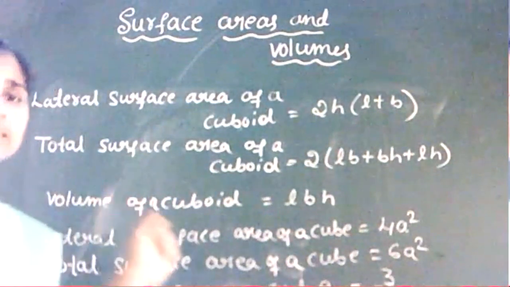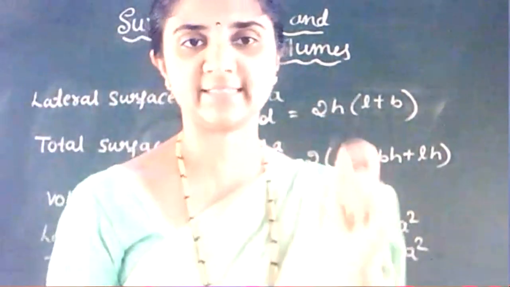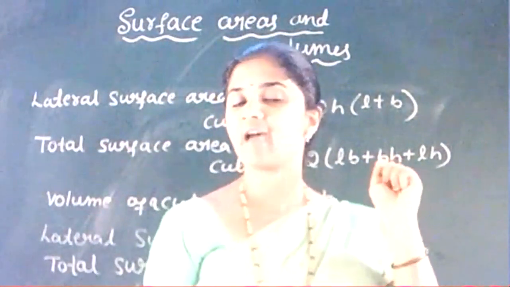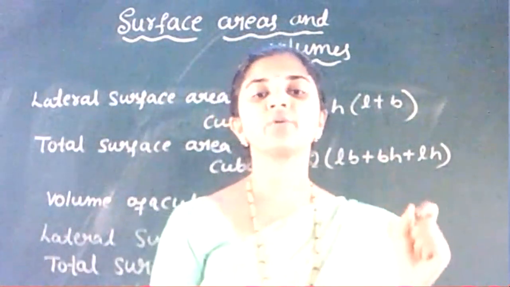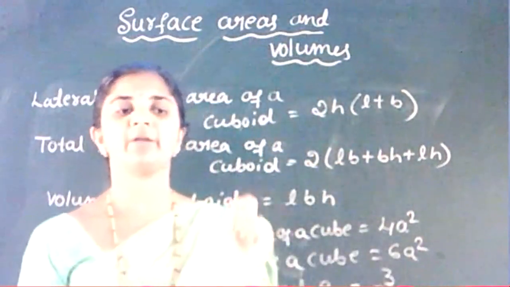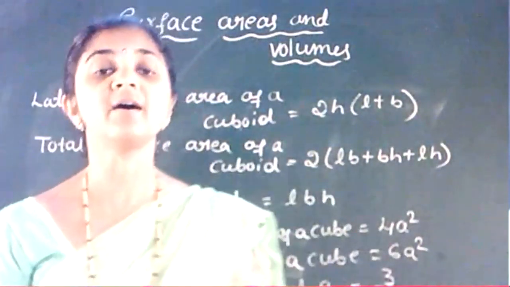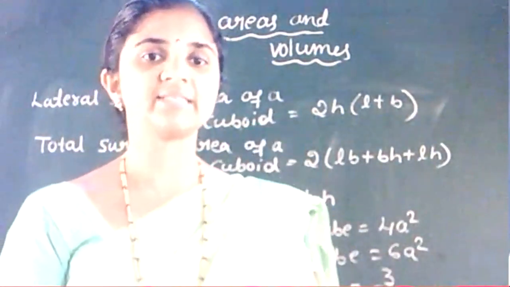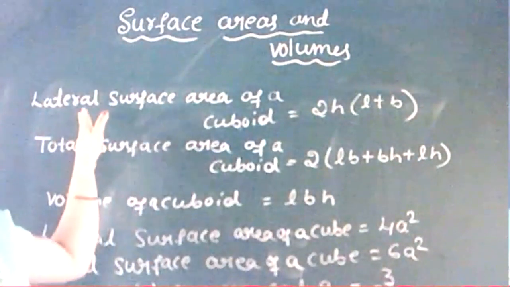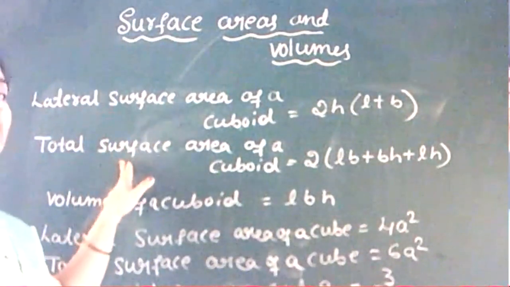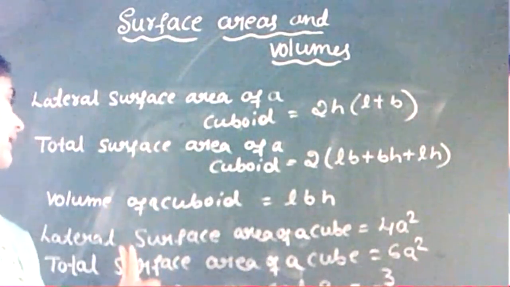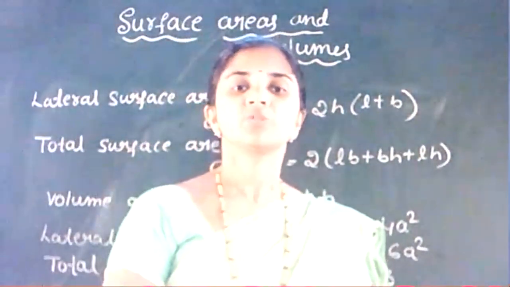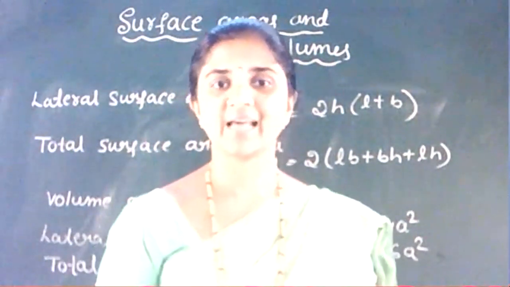Now in this class, we have to discuss the exercise 13.1 that I gave as homework. Total 7 problems are there in the exercise 13.1. That exercise is related to lateral surface area and total surface area of cuboid and lateral surface area and total surface area of a cube. So let us start the exercise part.